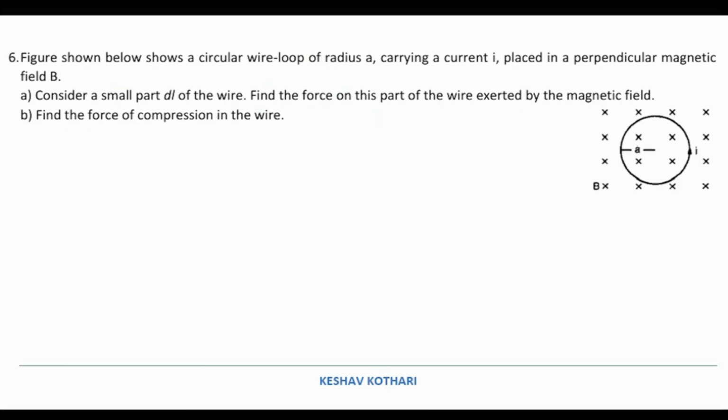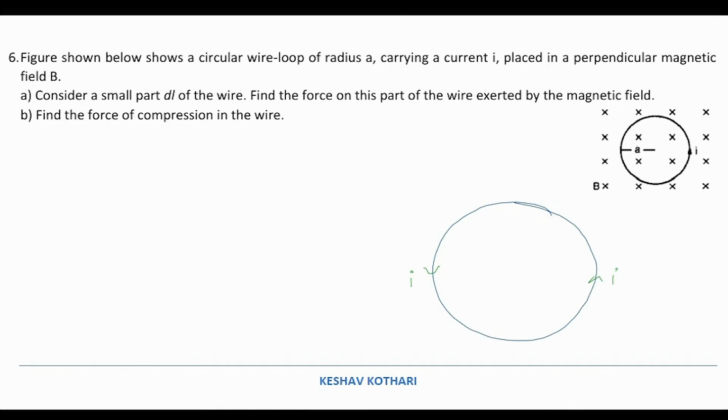So if we consider this particular arrangement, where the current is carrying in the anti-clockwise sense and the wire is placed in a magnetic field B which is directed inwards, I am redrawing this in a bigger way. So we have a setup like this. Over here the current is carrying in the counterclockwise direction, and the radius is A, the magnetic field is B, which is directed into the plane of the paper.